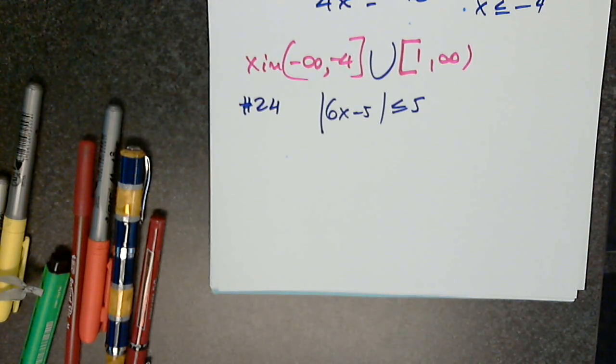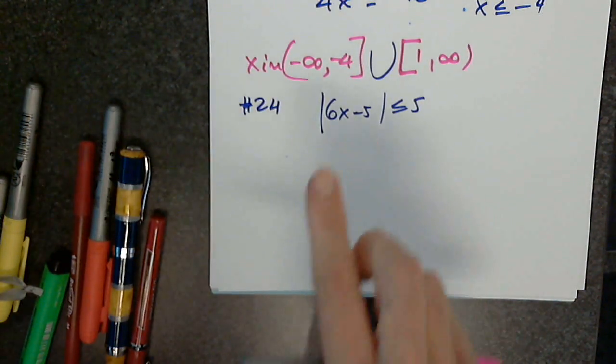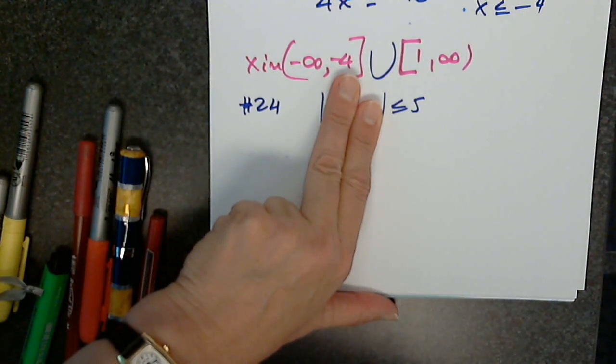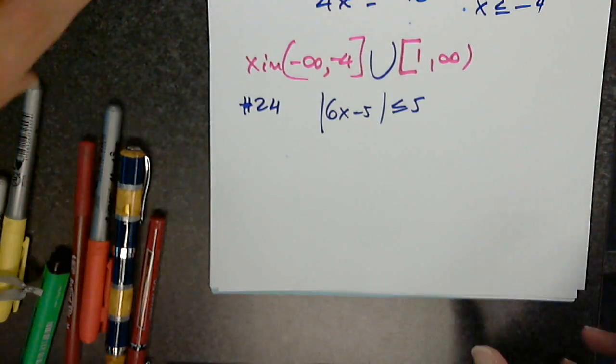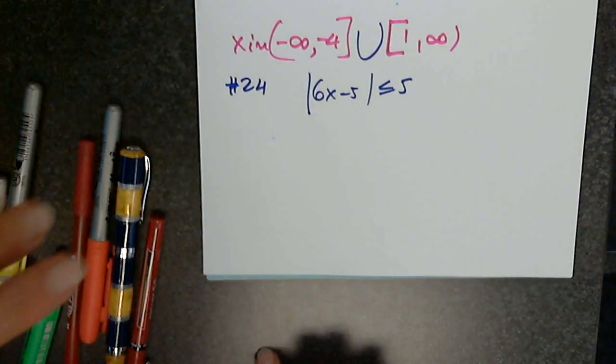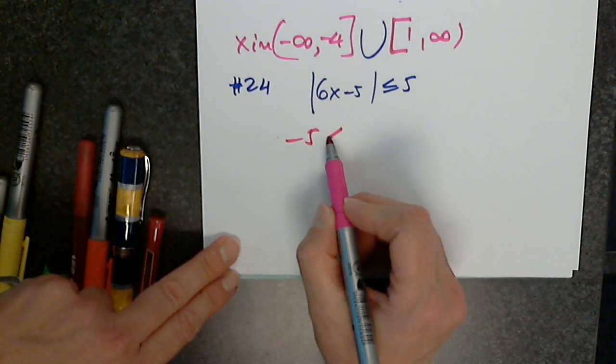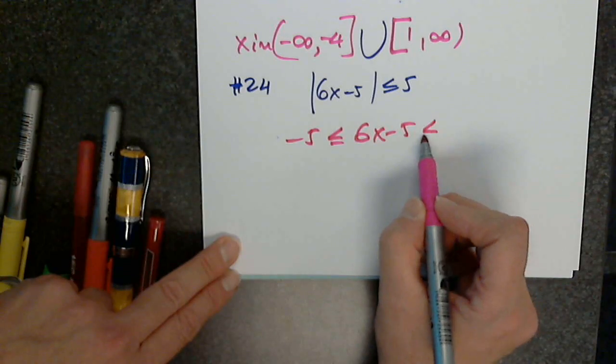Can anyone get us started in any way? This is the way you do -5 on the other side. You don't have to memorize anything. Just cover it. Looking for numbers whose distance from 0 is less than or equal to 5 units. Just read it carefully and think. So, how do I write it? -5 is less than or equal to 6x minus 5, which is less than or equal to 5.